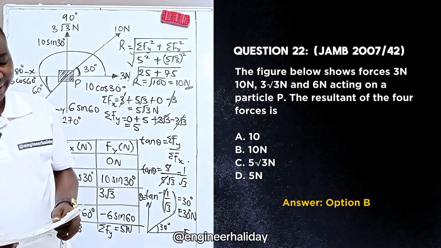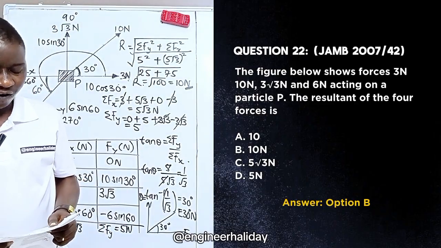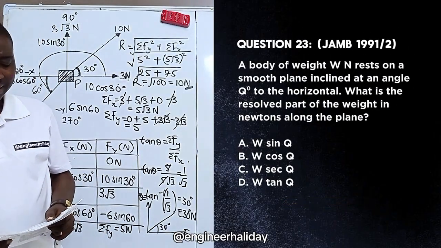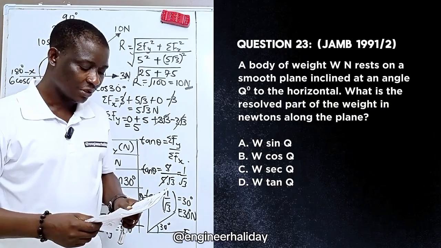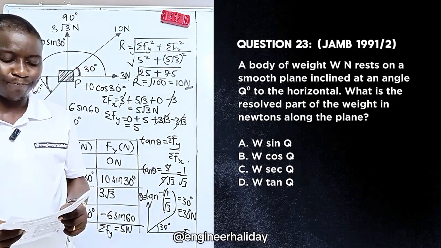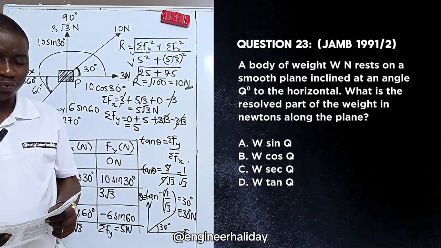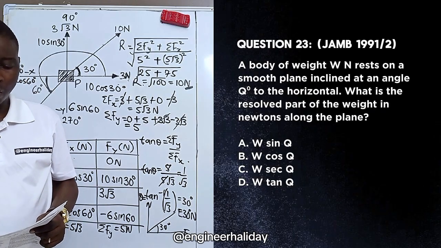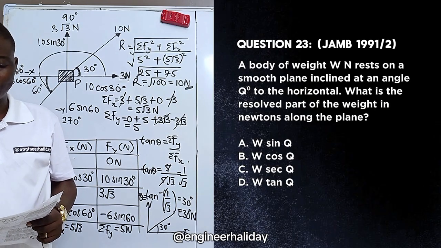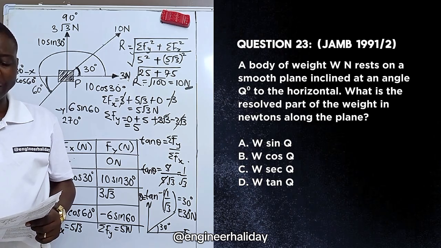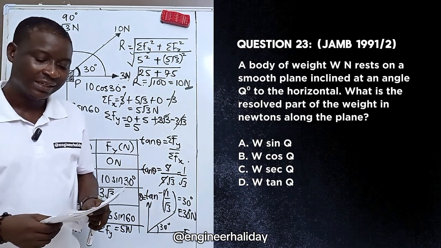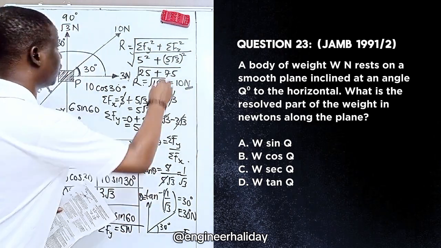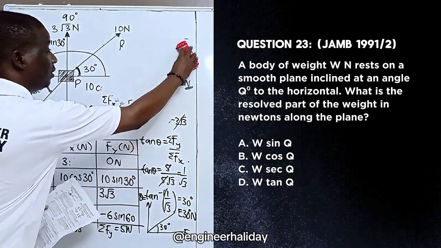Now let's look at number 23, question of part 6. A body of weight W Newton rests on a smooth inclined plane at an angle of Q degrees to the horizontal. What is the resolved part of the weight in Newton along the plane? So what I'm going to do simply is very easy.